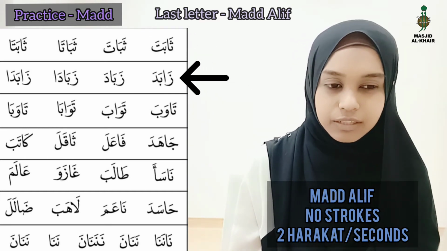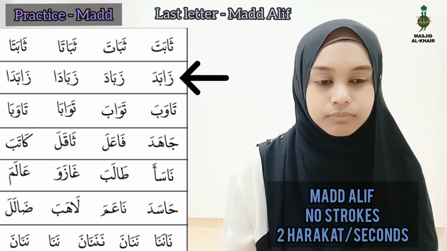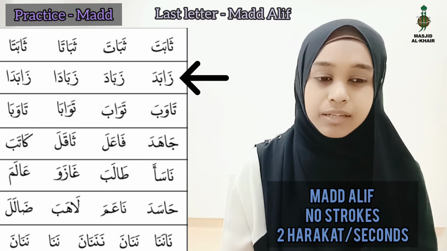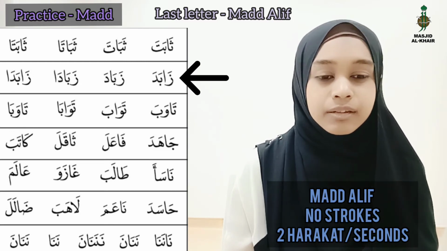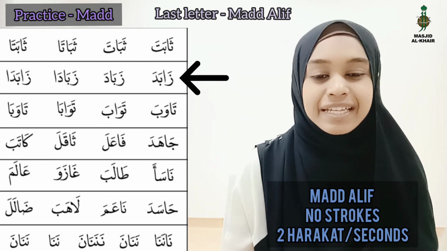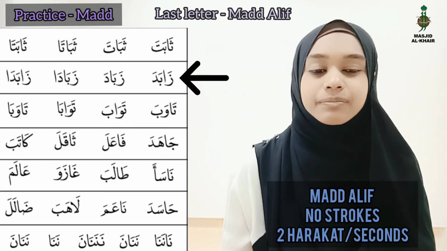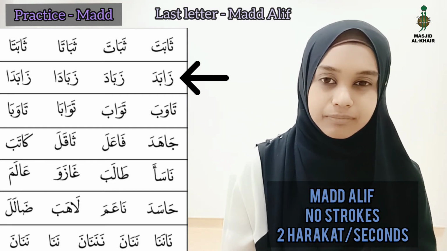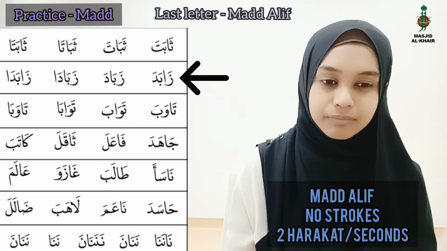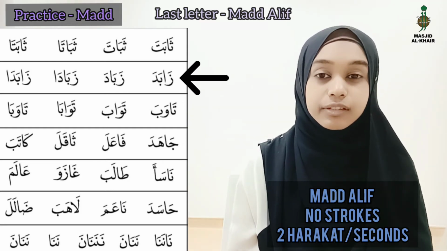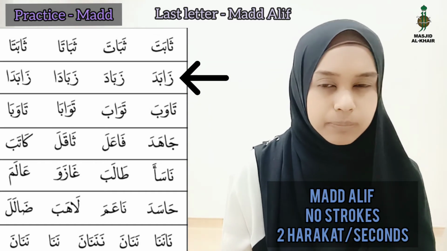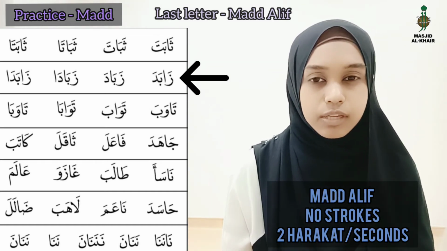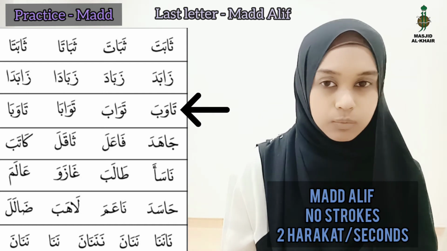Alhamdulillah, very good. Okay, row number 2. Zabada, zabada, zabada, zabada. MashaAllah. It can get a bit confusing, but really don't lose focus. As long as you know which letter has a mad, you won't go wrong.